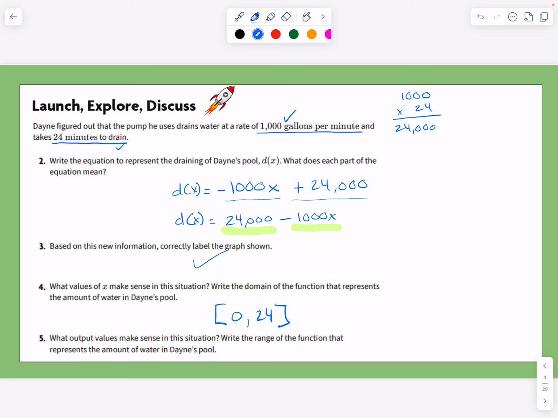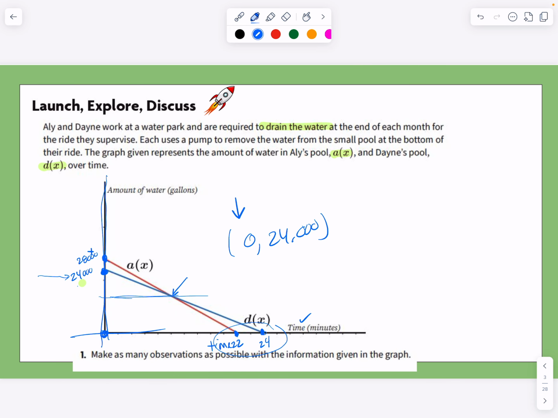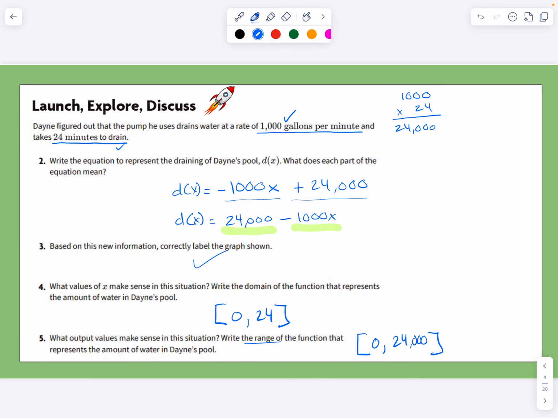Now for the output value, that's going to be your range. That's how much water is in the pool. We can see we're starting at 24,000 and we're going down to 0. So we can write 0, 24,000 for our points. And those are points, so we can put the brackets in because we're starting here and going all the way down to 0. Okay, so we can easily figure out an equation. We can do the domain and the range, and we're good.